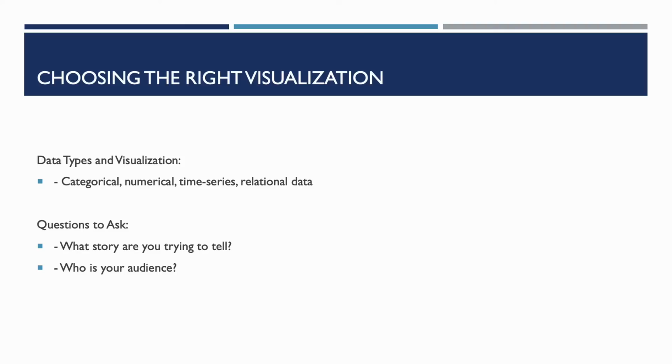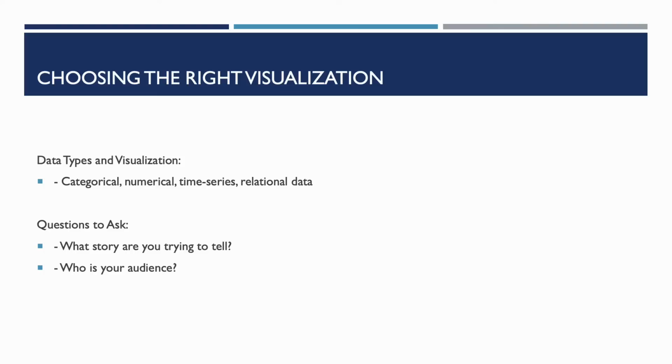Then the third one, if we have time series data, this refers to data points collected or recorded at specific time intervals. Time series data is best visualized through line graphs or area charts to depict trends, peaks, and troughs over a period of time. So basically, for these three data types, we are using the basic tools, basic techniques.